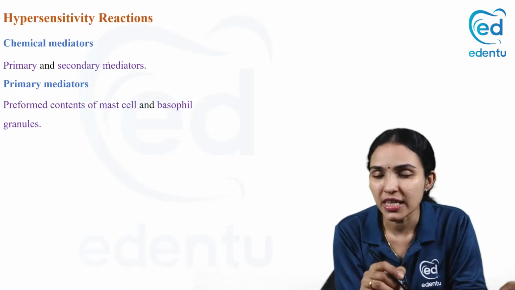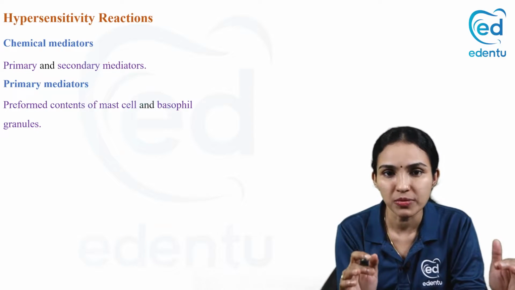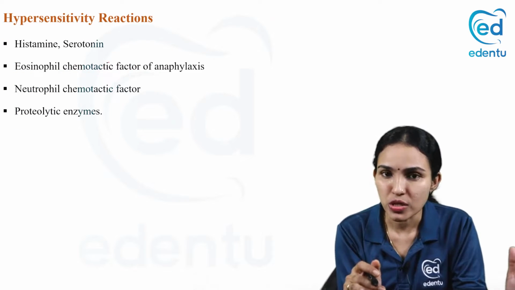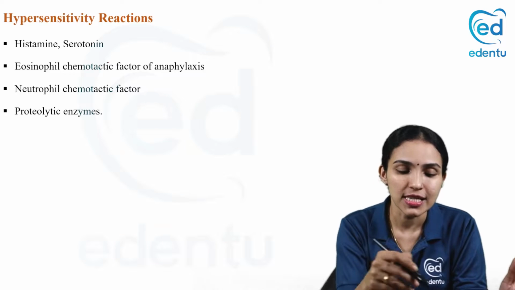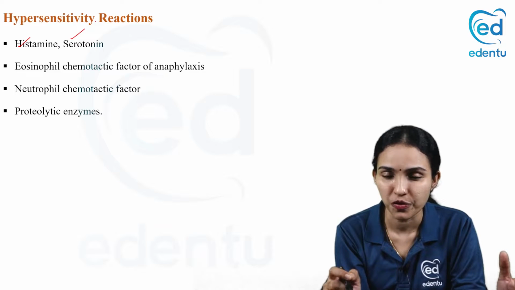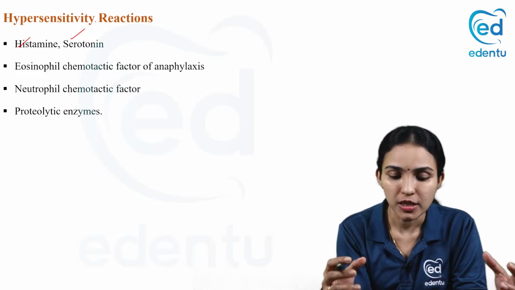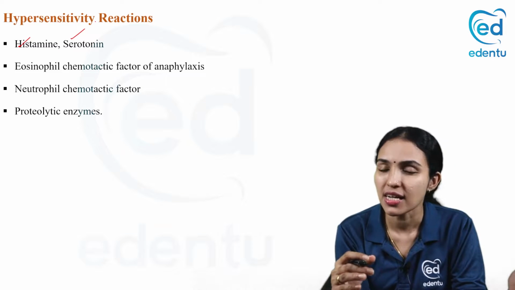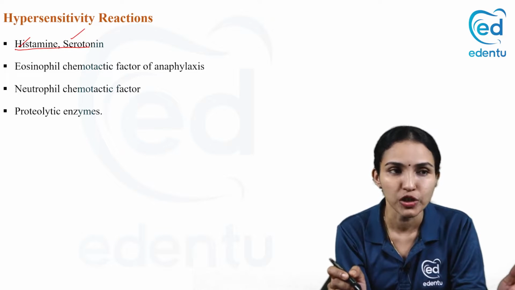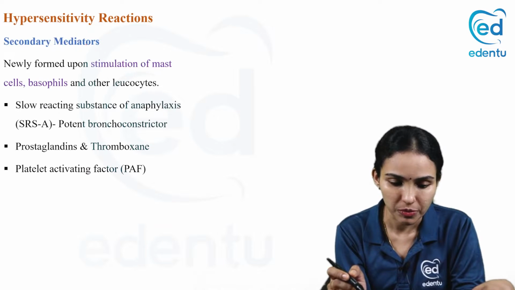We have two kinds of mediators which are released from the mast cells. One is called primary mediators, which are already formed inside the mast cells and are also present in the basophils. These granules' common primary mediators are histamine and serotonin. And you have the eosinophil chemotactic factor of anaphylaxis, which will attract the eosinophils to the site, neutrophil chemotactic factor, then proteolytic enzymes. All these are primary mediators. Don't forget histamine and serotonin, which are the most important. We know histamine mediates allergy. That's why we take antihistamines, right? So those are the most important primary mediators.